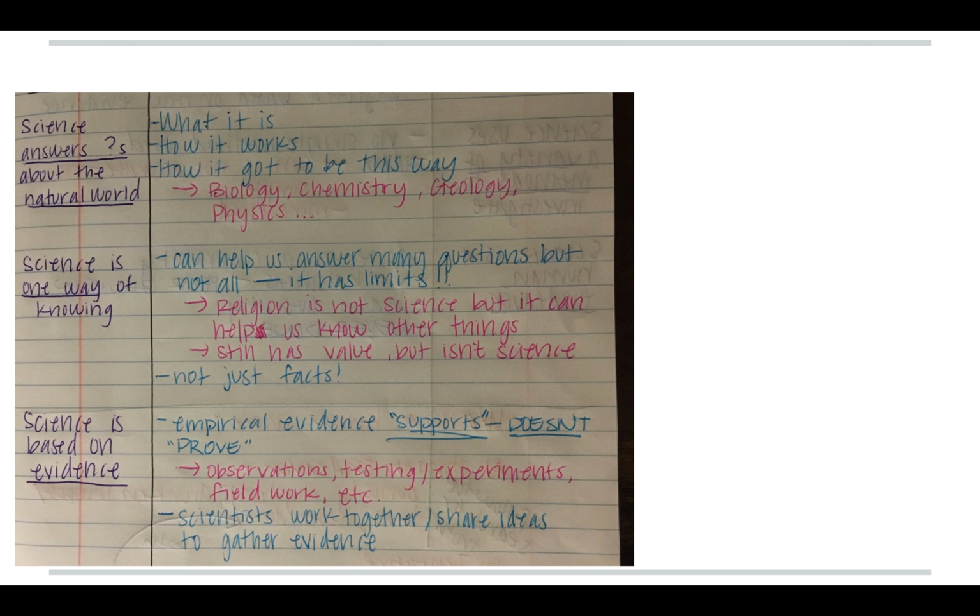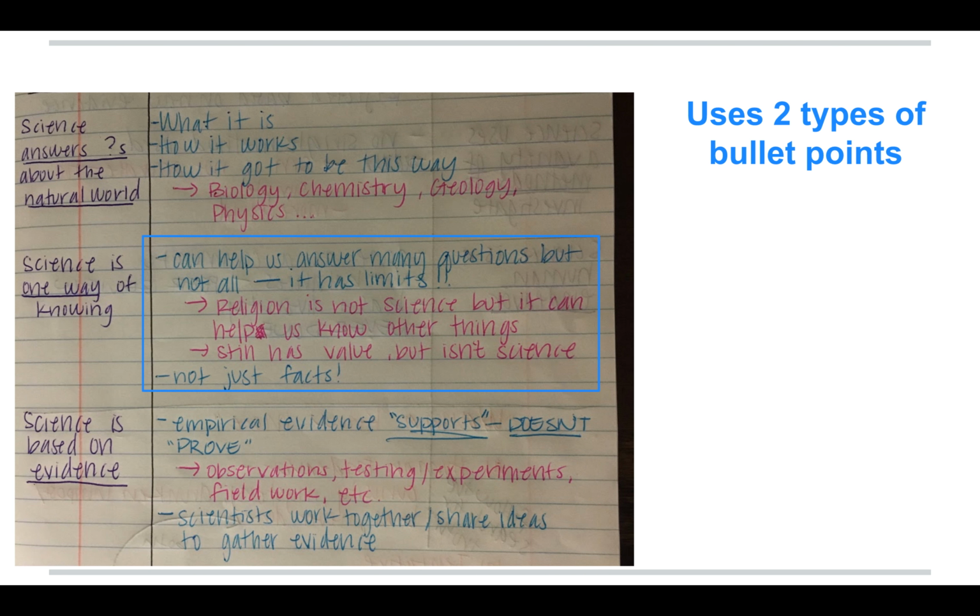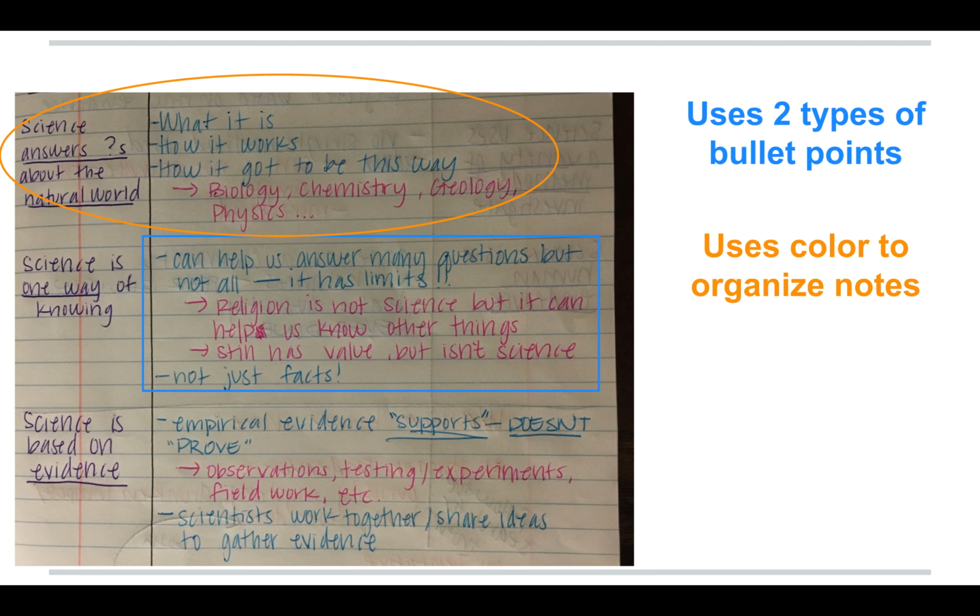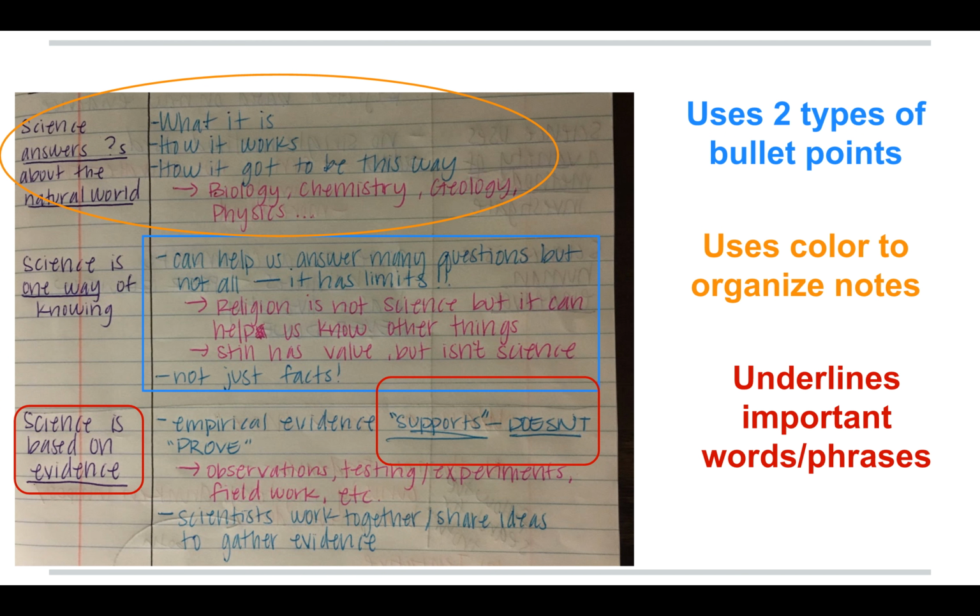And here's another set of notes. This person used two different types of bullet points. We have a dash for main ideas, and we have an arrow that signifies the description or an example of that main set of notes. They use different colors to organize their notes, and they underlined important words or phrases. Just like the last person would highlight it, underlining is totally fine as well.